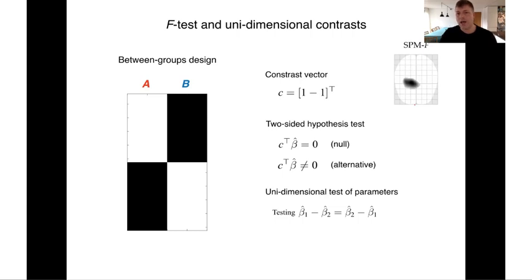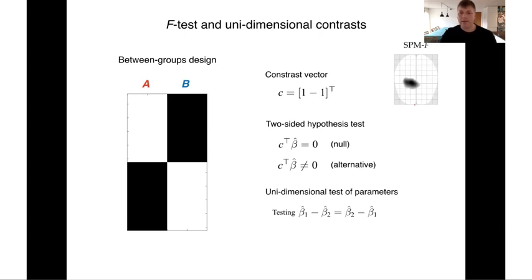So in other words, the F value for the same statistical design corresponds to t squared. So it's a 2-sided hypothesis test. So under the null, the contrast estimate would be equal to 0, whereas under the alternative hypothesis, the contrast estimate would be different from 0, so either positive or negative.